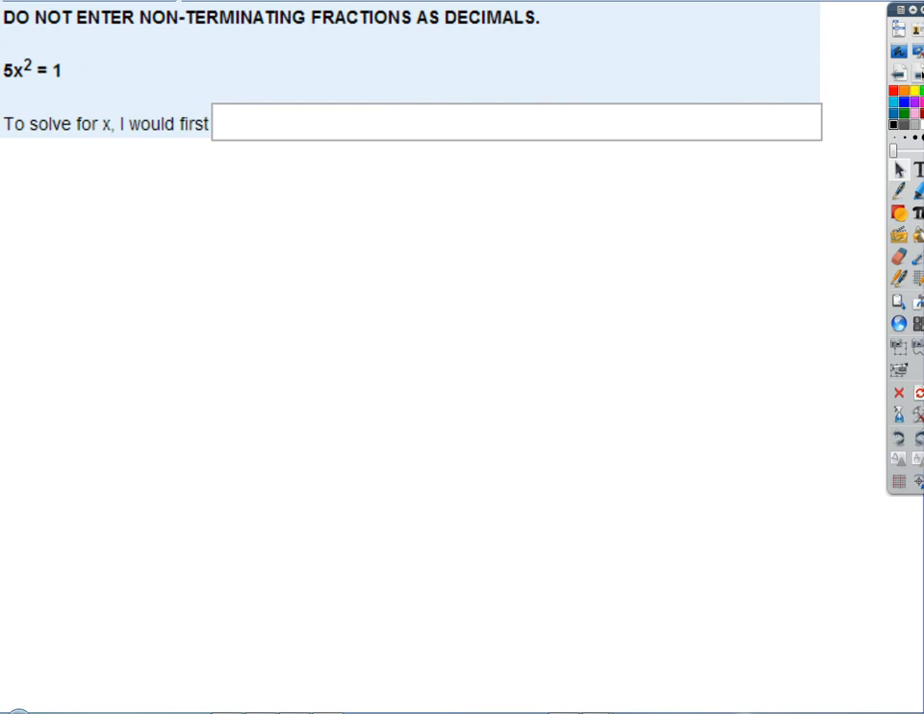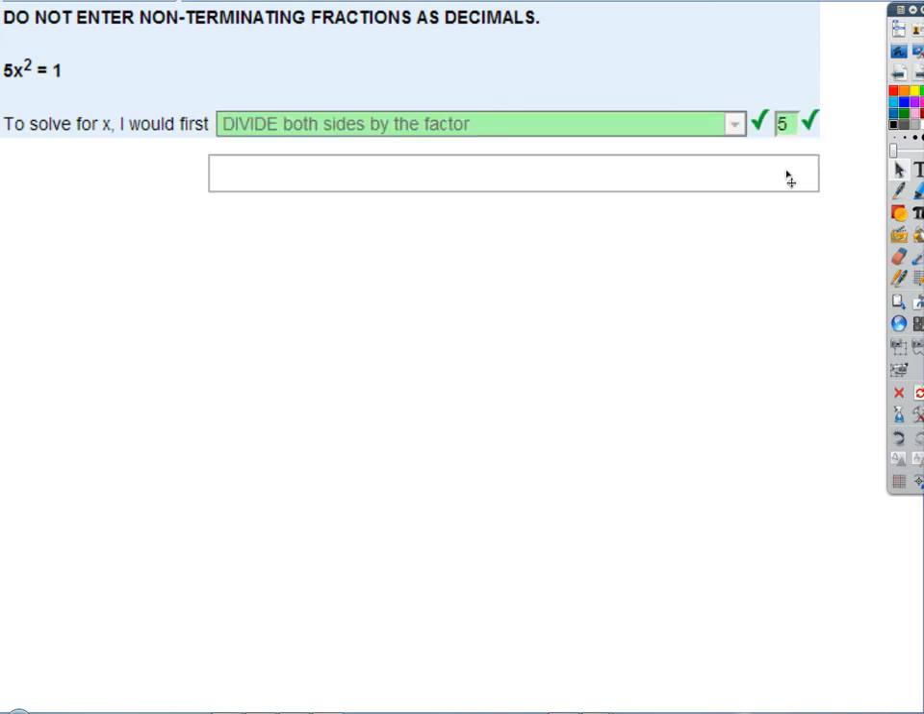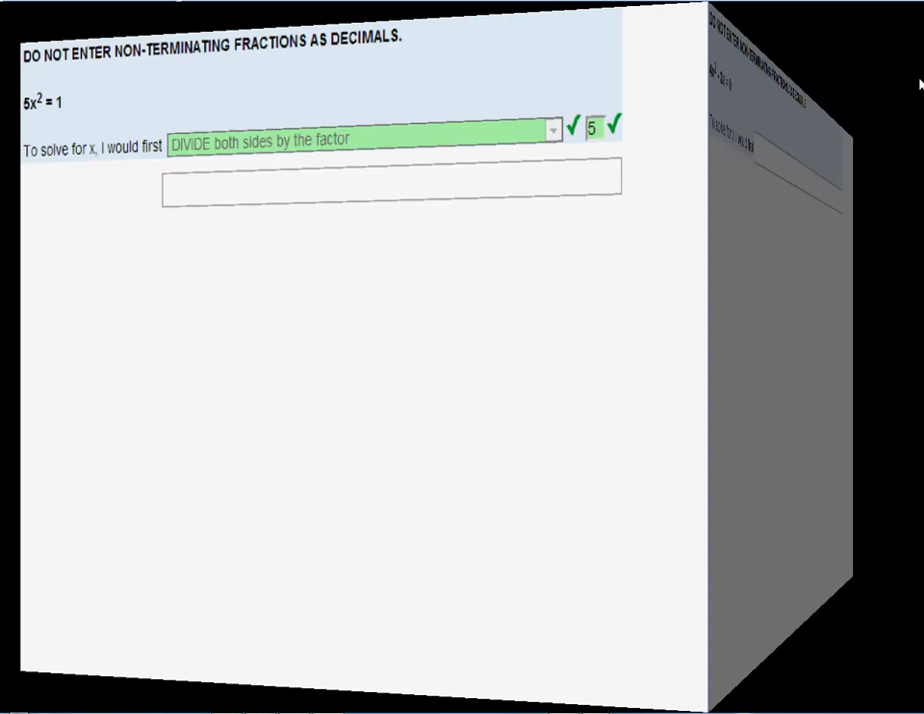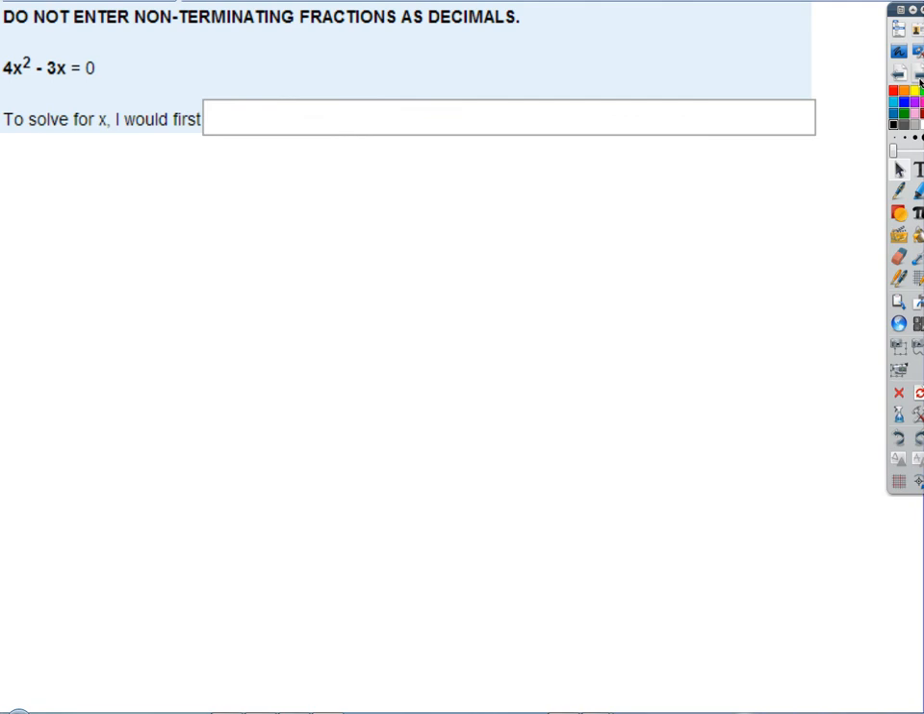Okay, what about this one? Divide by 5? Yeah. Okay. Everybody see that? Great. I'm isolating x. Okay. How about here? Hang on. No. Oh, man.